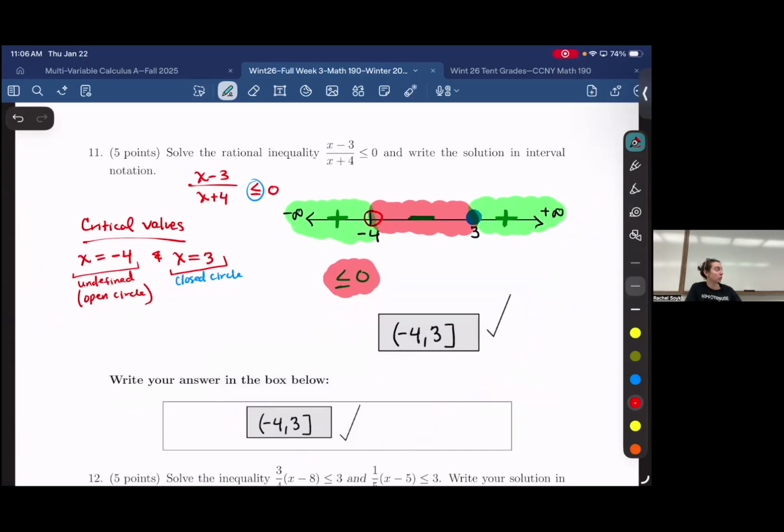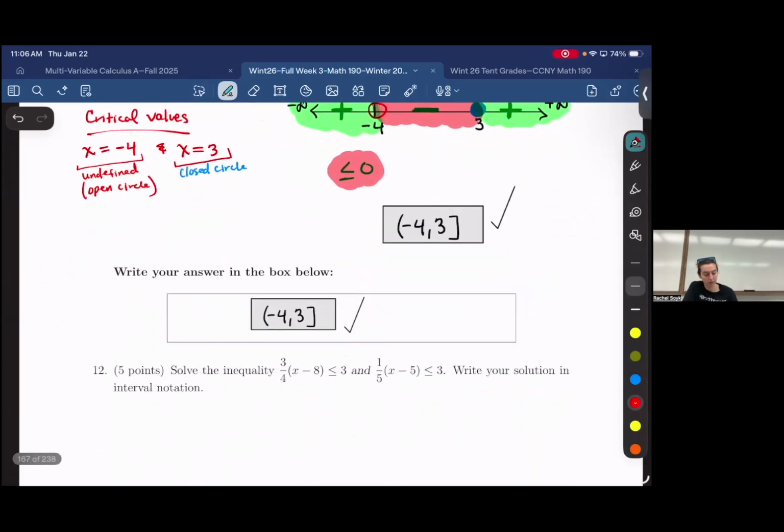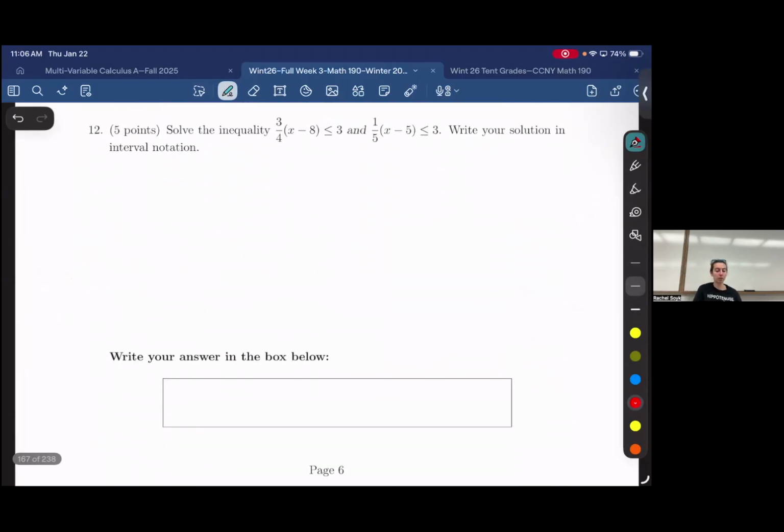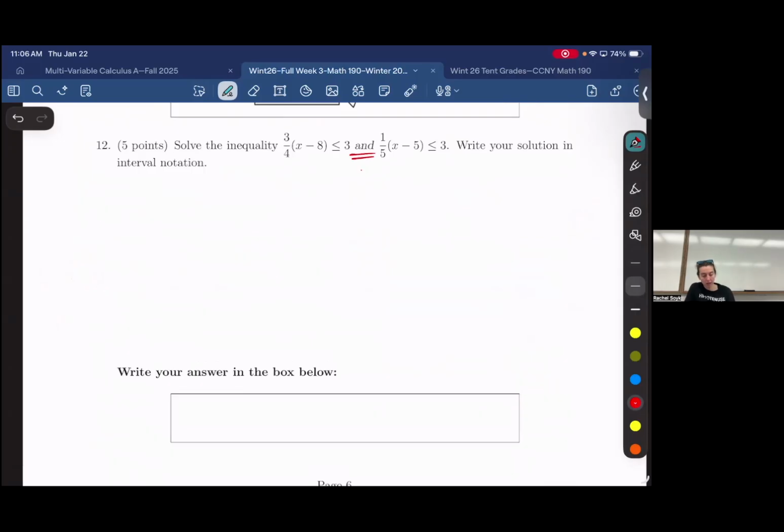Let's move on to question 12. Another inequality problem. We're dealing with AND here. So the trick with AND is you want to look for the overlap, the values that are shared, where OR just stands for all of the values. And you solve the inequalities separately first.